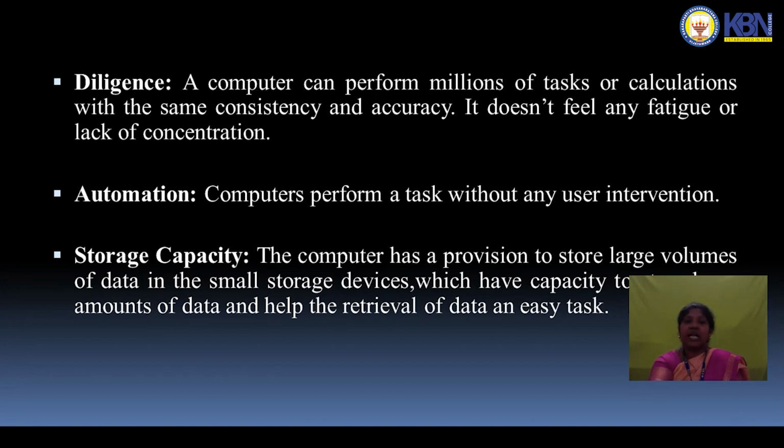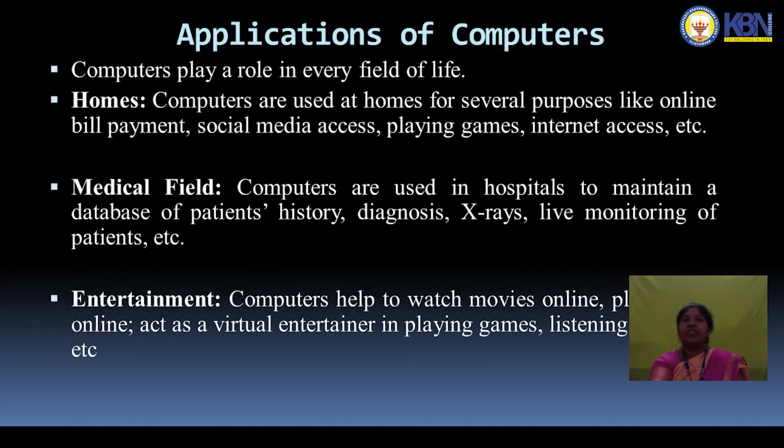Now we are going to the computer applications. After getting the basic knowledge of the characteristics of computers, we can go for the applications of computers. What are the applications of computers? Characteristics tell us why we are using computers, meaning they have these best qualities. That's why we are using computers.